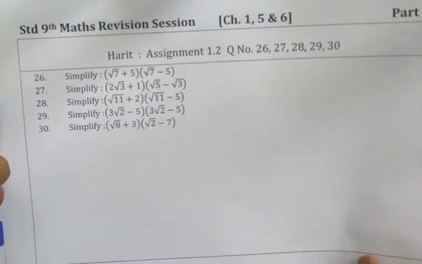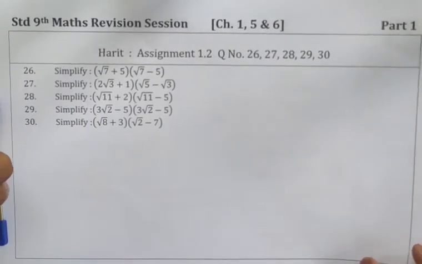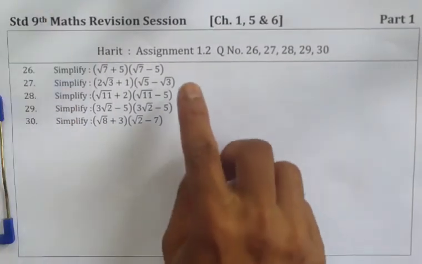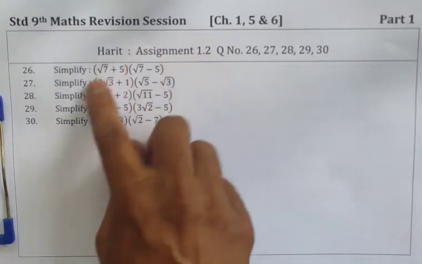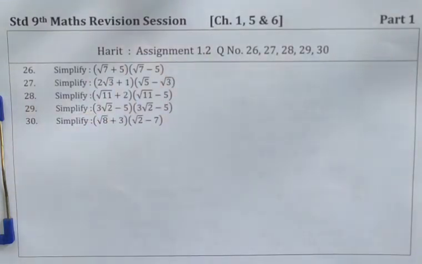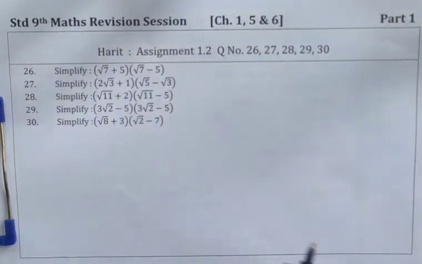So difficulties continues with Harriet. All right. Assignment 1.2, question number 26, 27, 28, 29, 30. These questions are new, but similar type of questions are solved in the video. If you would have attempted, you could have got it.